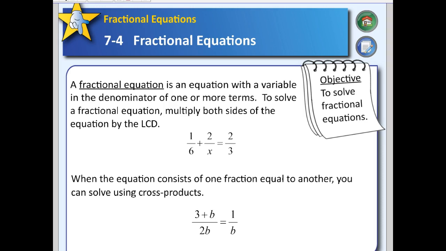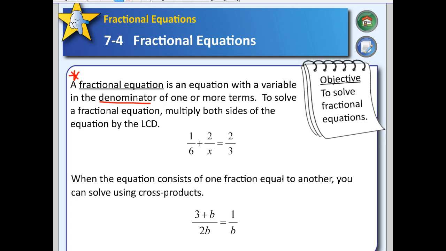It says a fractional equation is an equation with a variable in the denominator of one or more of the terms. To solve a fractional equation, we multiply both sides of the equation by the LCD. Now, if you read through that, you're going to say, yeah, but Mrs. Burton, that's what we did last night, and that's true. Whenever I look at an equation and I want to solve that equation, and it's got all those fractions in it, elimination is still the way to go.